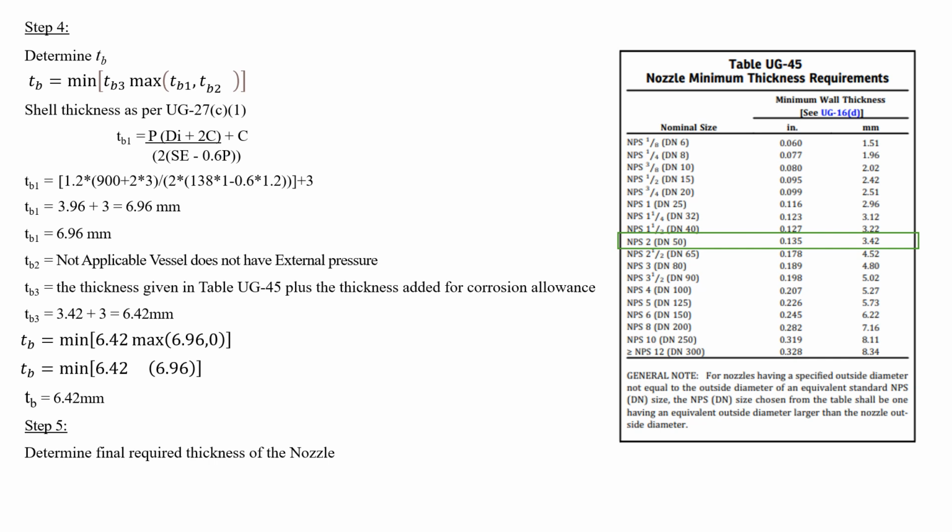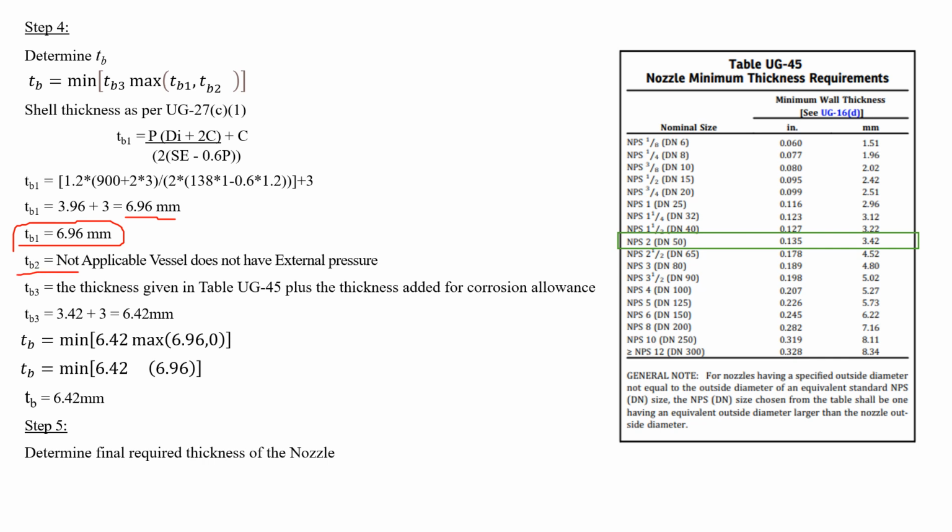So the next step is to determine TB. For TB, the very first step is to find the shell thickness, right? Correct. So the shell thickness based on the internal pressure. As per UG-27(c)(1), TB1 is equal to P into (di plus 2C) divided by (2SE minus 0.6P), plus C. C is the corrosion allowance. Based on the calculation, we find TB1 as 6.96 mm.